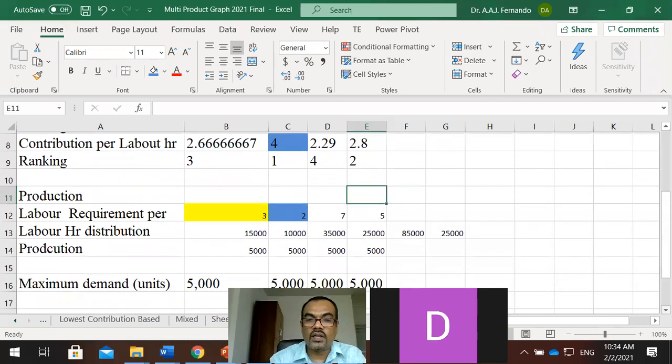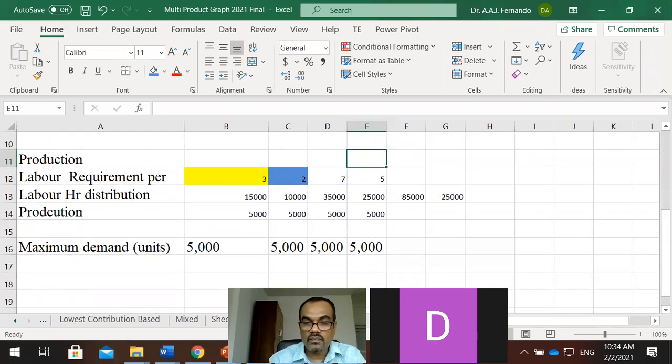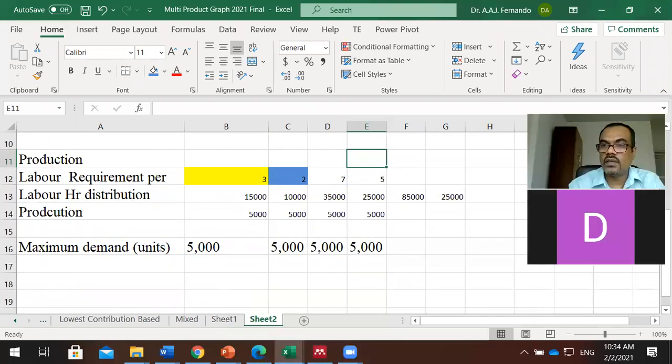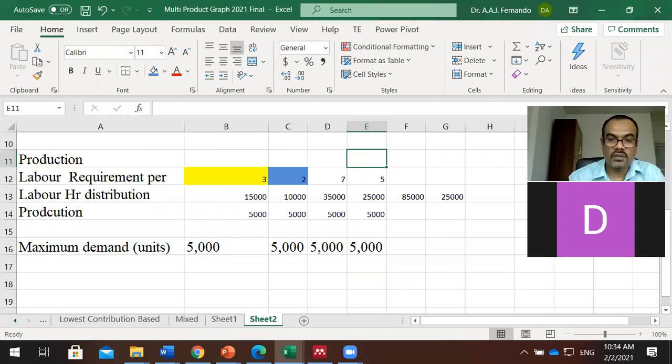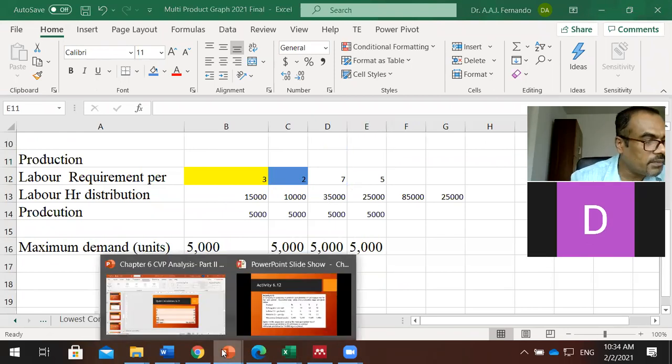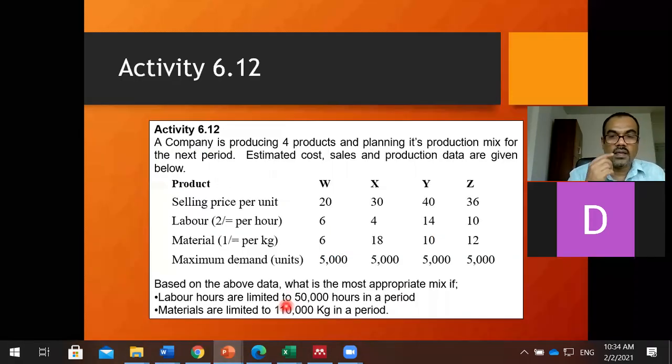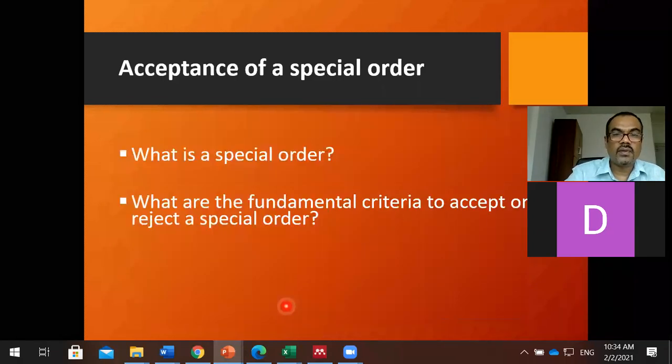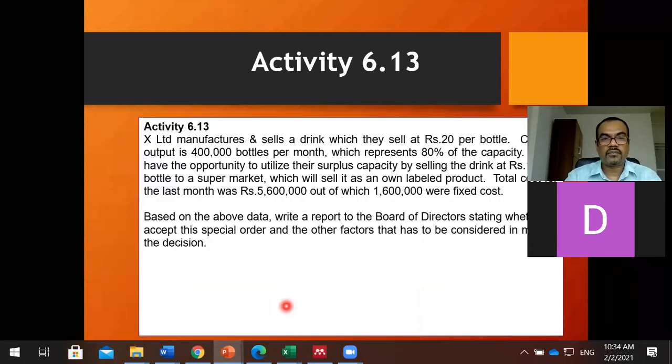Then after that, allocate the total hours up to the maximum limit. Okay. The time is short, so I need to expedite a little. That is how you should allocate. Now I will quickly move on to special orders, acceptance or rejection of a special order. Take this example quickly.